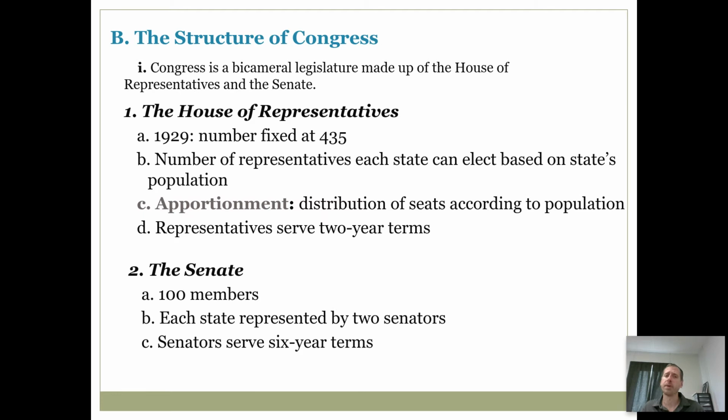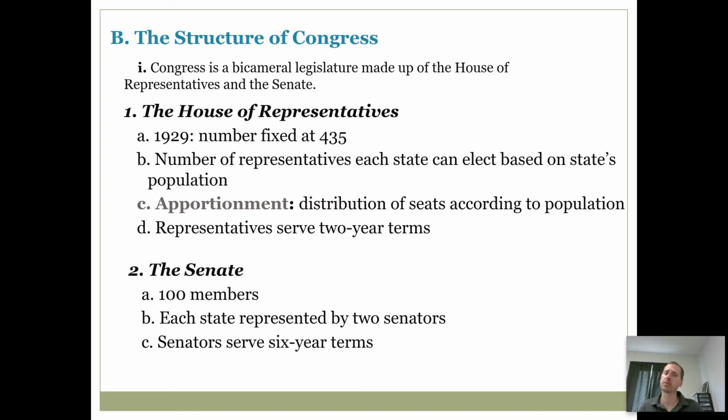The structure of Congress. This should be a review. We've talked about this with chapter 3, and you've learned about this in previous classes. Congress is a bicameral legislature. Bicameral means two houses. There's a House of Representatives, and then there's the Senate. The House of Representatives has 435 members. Now, the Constitution doesn't set that number. It was a law that was passed in 1929 that said the House of Representatives, we're going to set that number at 435. And each state gets a portion of those 435 based on their population.